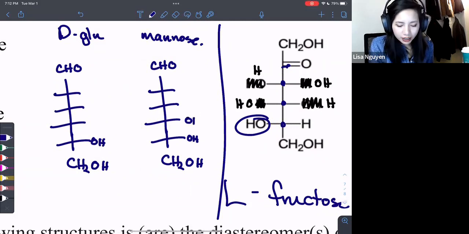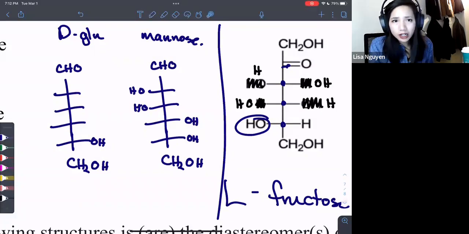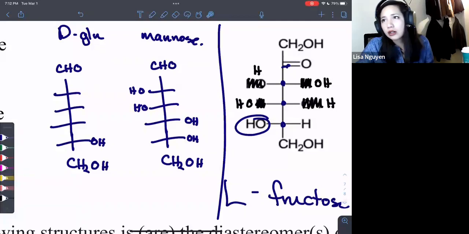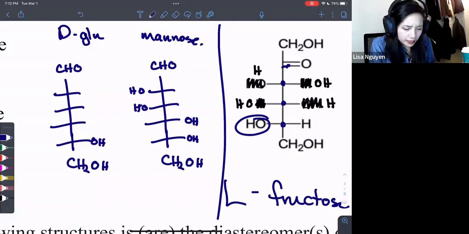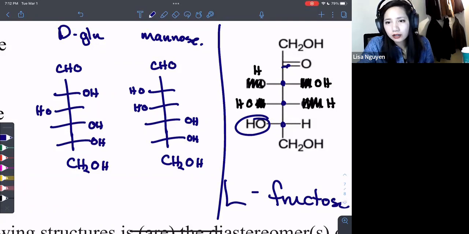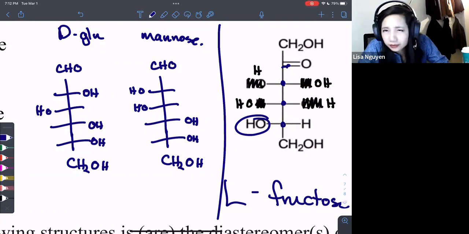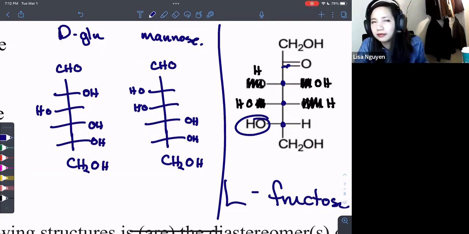Mannose, I always like to remember, has 2 on the same side and then 2 on the same side, and then the rest are hydrogens. So it would be left, left, right, right. And then glucose is right, left, right, right. So it's OH, OH, OH, OH. I'm pretty sure that is glucose. Sometimes I'm not 100% sure. Glucose, D-glucose. Yes, okay.